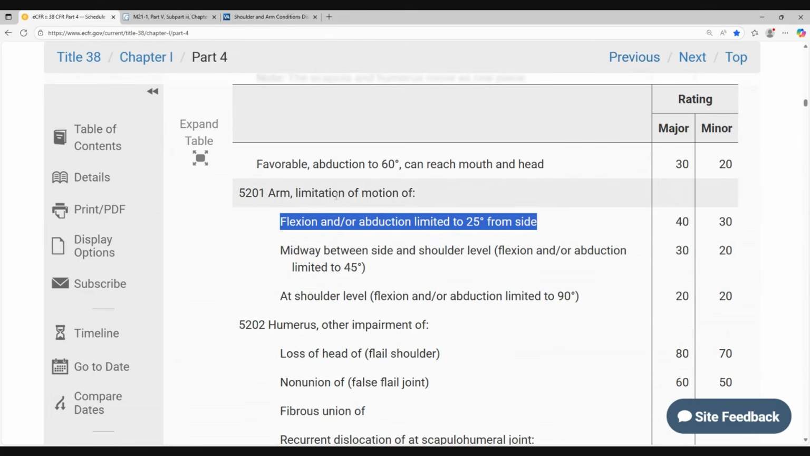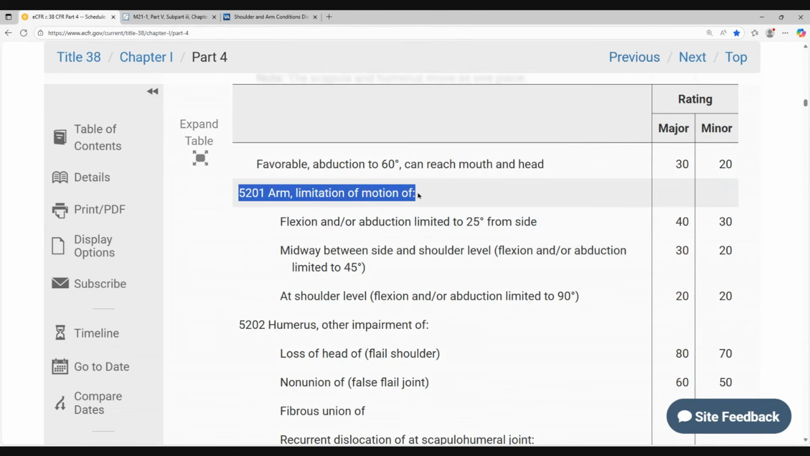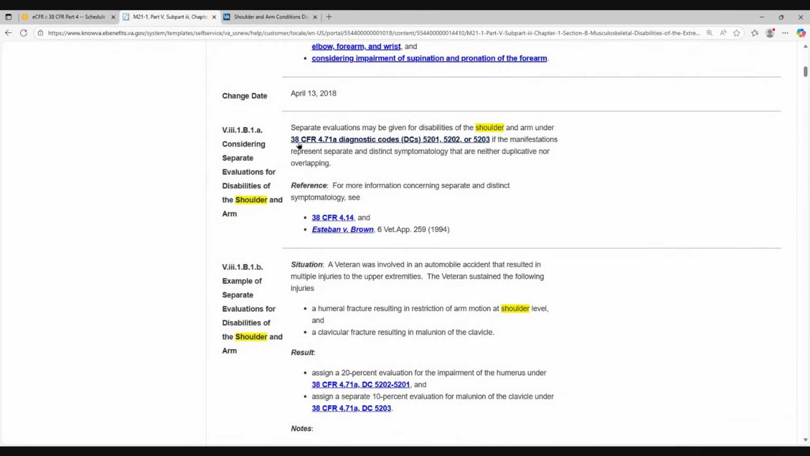Now, that's basically how the shoulder itself is rated. But I do want to bring up something else from the M21 manual, and that is that the shoulder, like other joints, can have separate rating decisions on it. So 5201 is the general shoulder disability. 5202 and 5203 have to do with the humerus, the upper part of your arm that connects to your shoulder, and then the scapula, which is your shoulder blade.